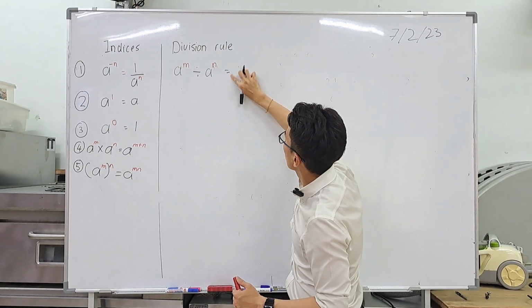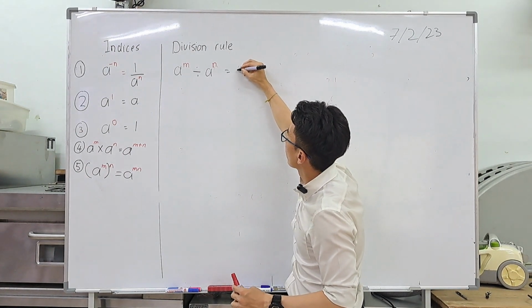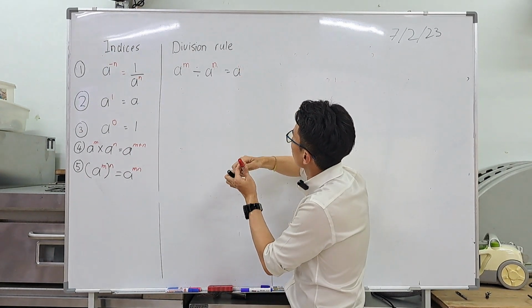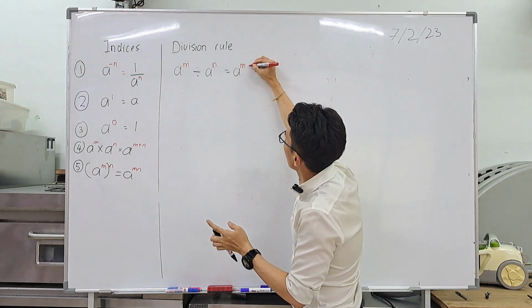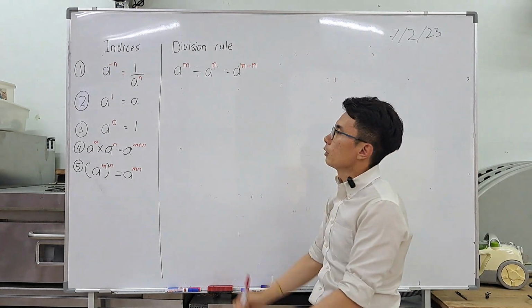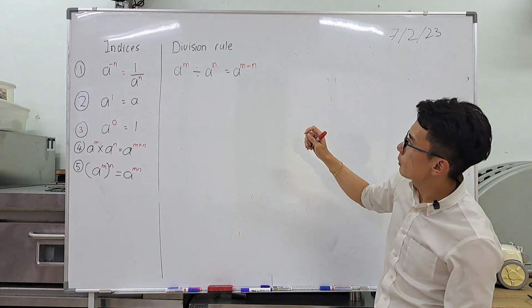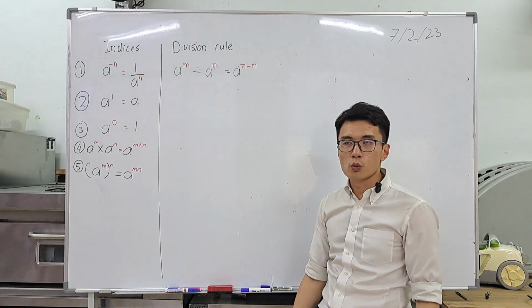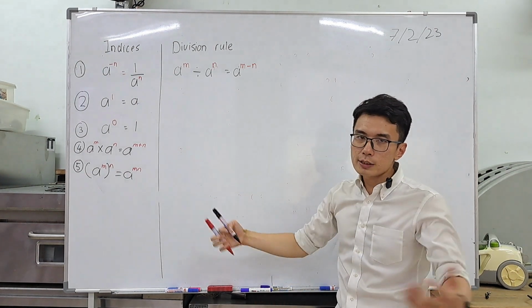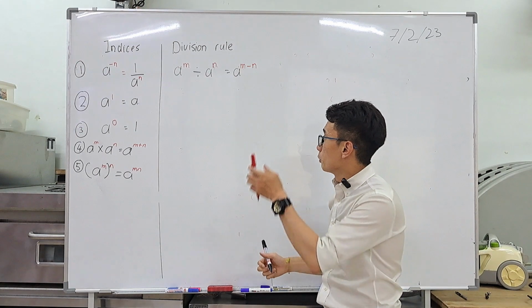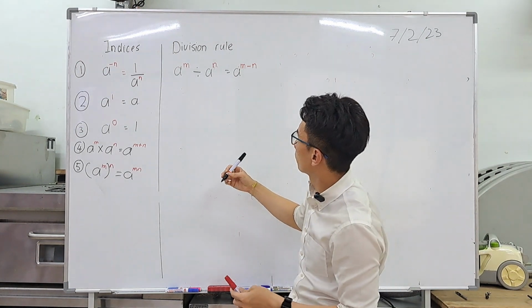So let's put it down here: a to the power of m minus n. That is the division rule. Now let's try with some examples.